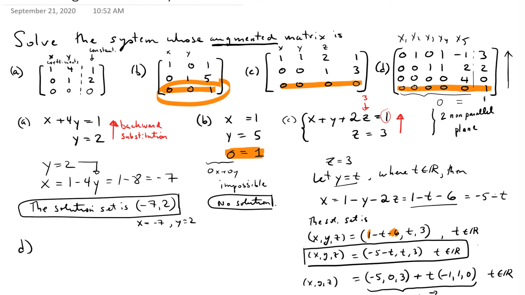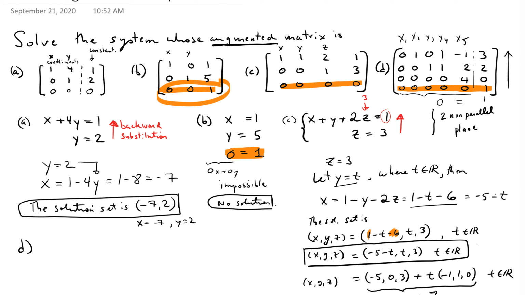So maybe let's write D here. The last equation is 0 equals 1, which is impossible. So in this case, there are no solutions.